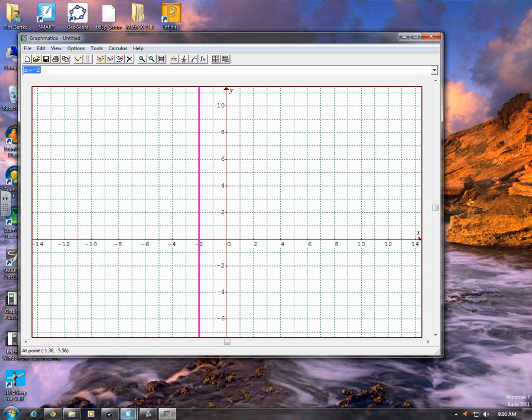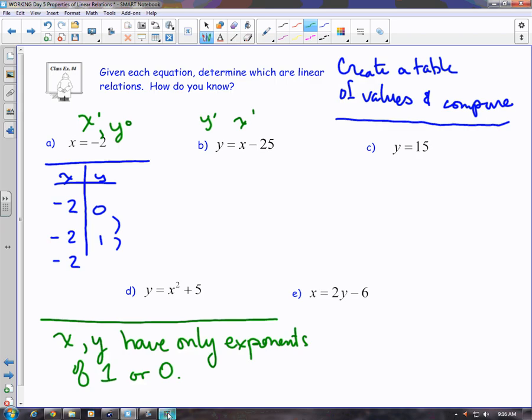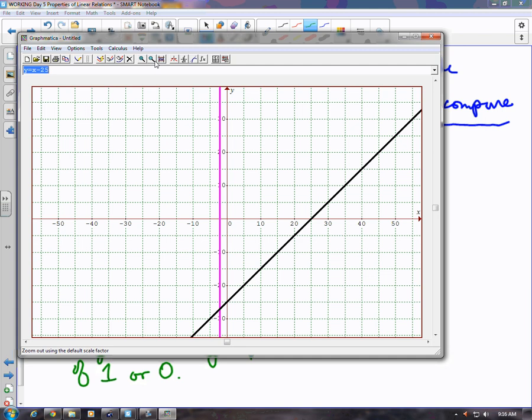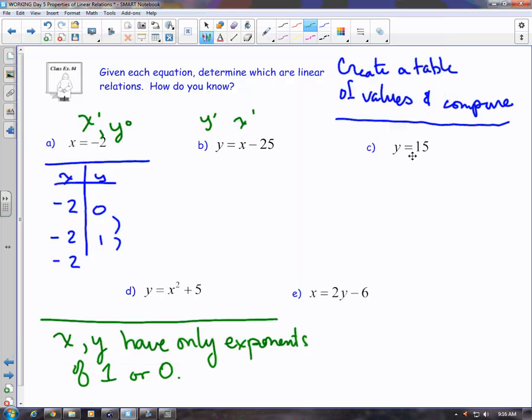The second example there, y is equal to x minus 25. Okay, there's our nice linear relation, right? Nice straight solid line. Example number 3, y is equal to 15. We simply look, and again we ask ourselves, well, what are the exponents on x and y? Okay, so this one here was a yes.